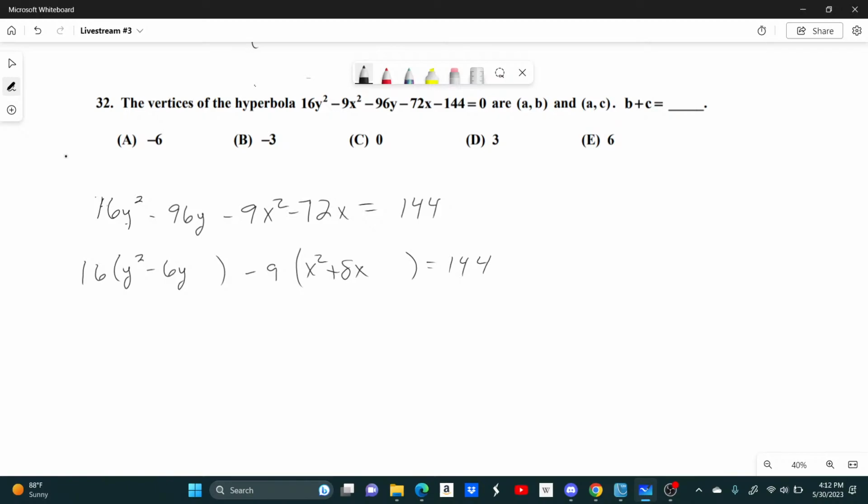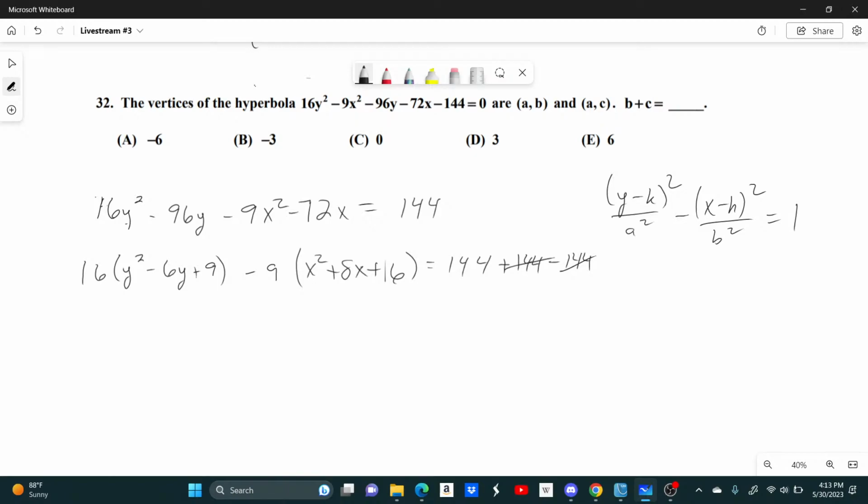The standard form of a hyperbola looks something like this. By the way, this is where I'm coming from. Basically, I'm just trying to get these squares. So for y squared minus 6y, I have to add 9 in there, and for x squared plus 8x, I have to add 16 in there. But I can't just do that. I have to add the resulting part to the right hand side. So 16 times 9, I'm adding 144 over here, and then minus 9 times 16, so I'm subtracting 144. There you go, so those go away.